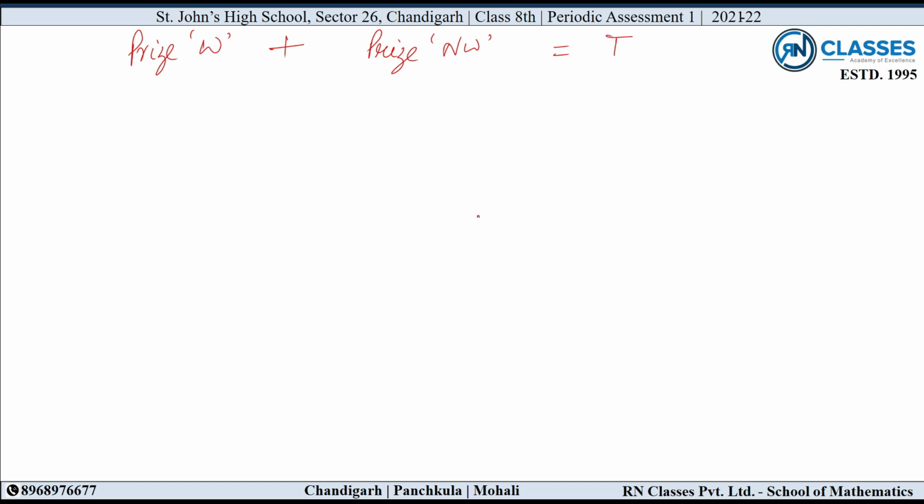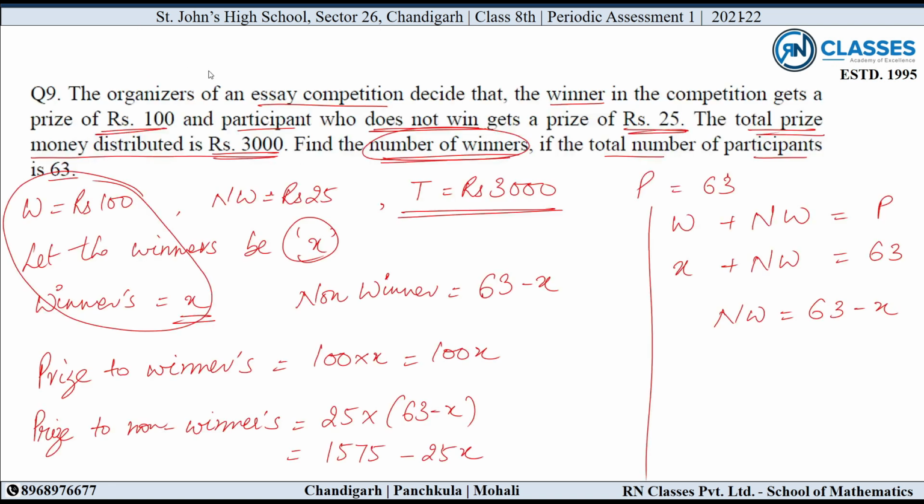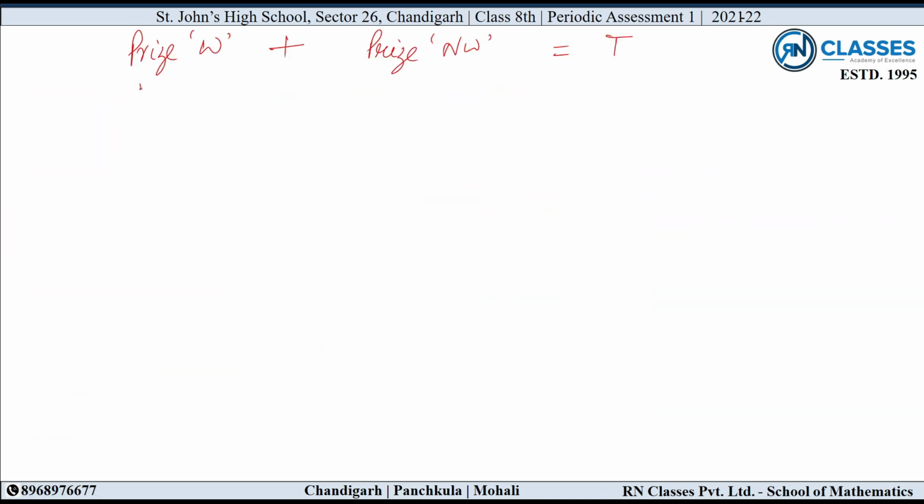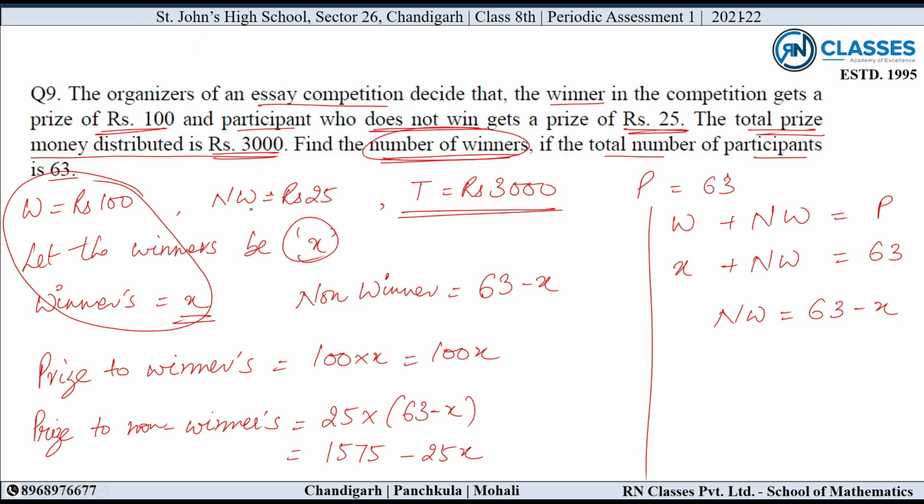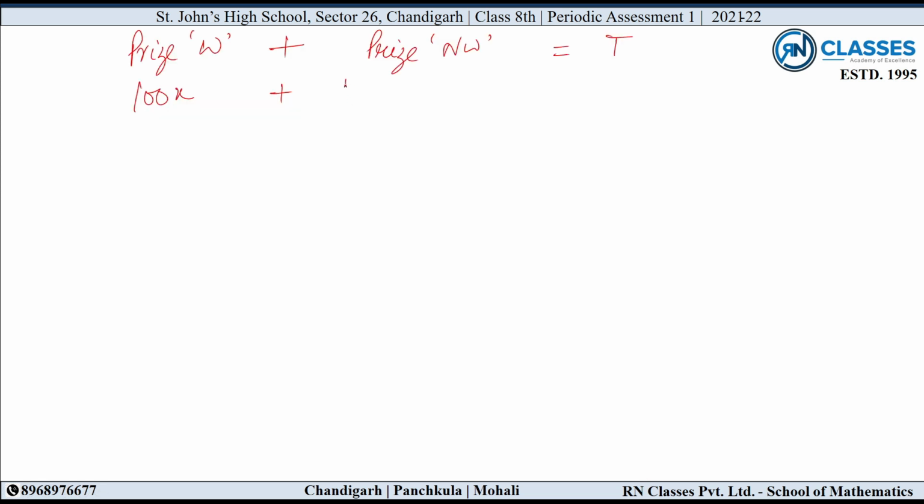Now we have price for winners. How much is it? 100x. Plus we have price for non-winners. How much is it? 1575 minus 25x. How much is the money distributed? 3000. Now, simple. It is a linear equation in one variable.